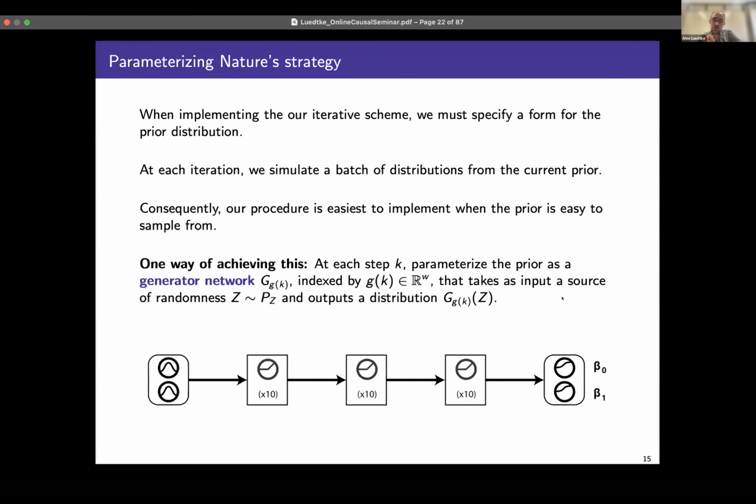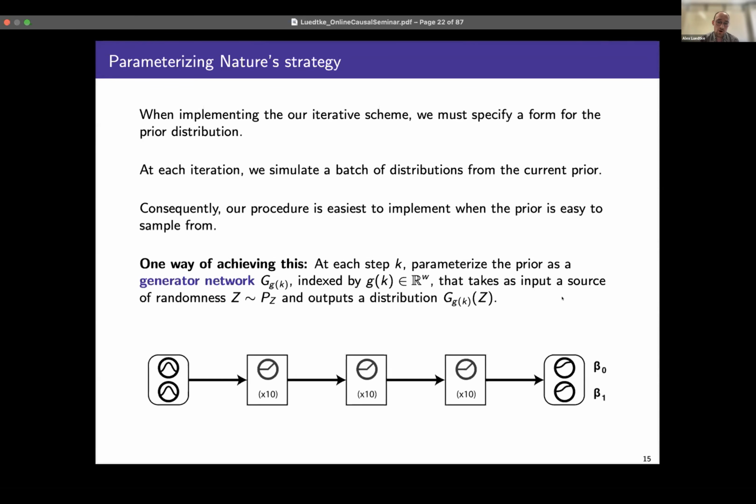So ideally, we're going to try to avoid that. There are a few ways of doing this. The one that I'm going to focus on in this particular talk is via what's known as a generator function. So we're going to parameterize the priors and gamma here as generator networks. So in our case, we parameterize them as neural networks. But really, we're just fixing them as some parameterized function here.